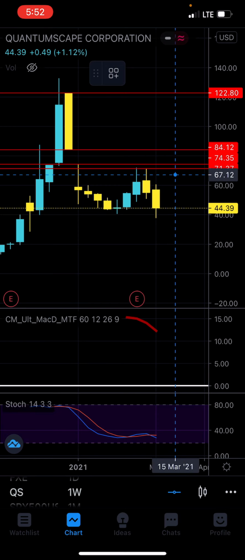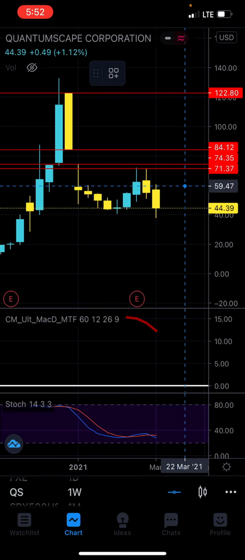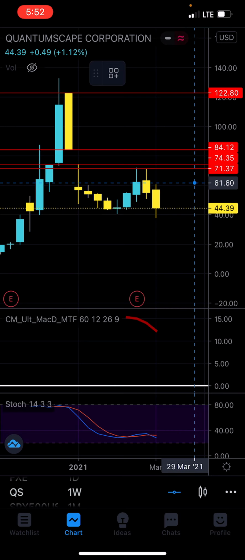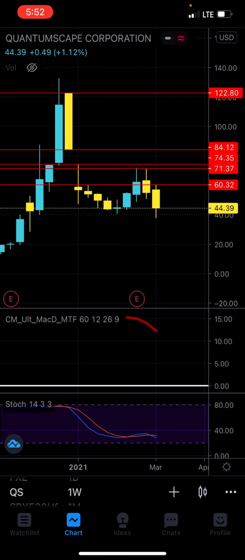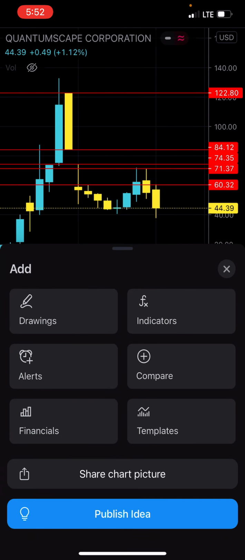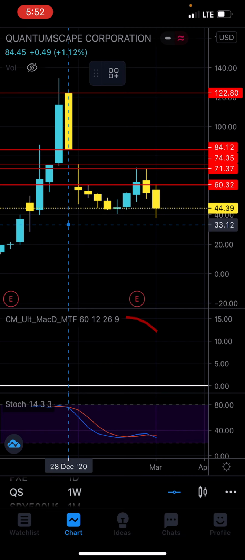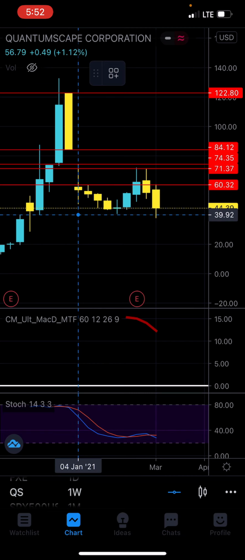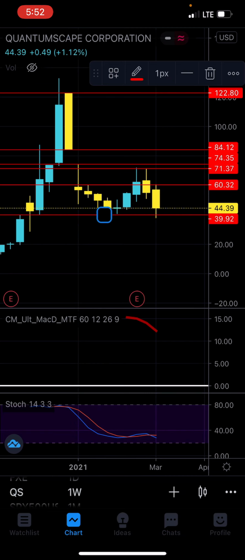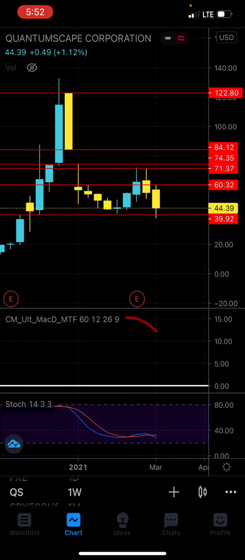You want to find a spot that is touching a bunch of candles, right? That's the main idea. We have to find something that's actually touching a bunch of candles. We'll do that. That one seems relatively to be hitting a bunch of wicks, right? Drawing, second drawing. We don't need to do too much either.